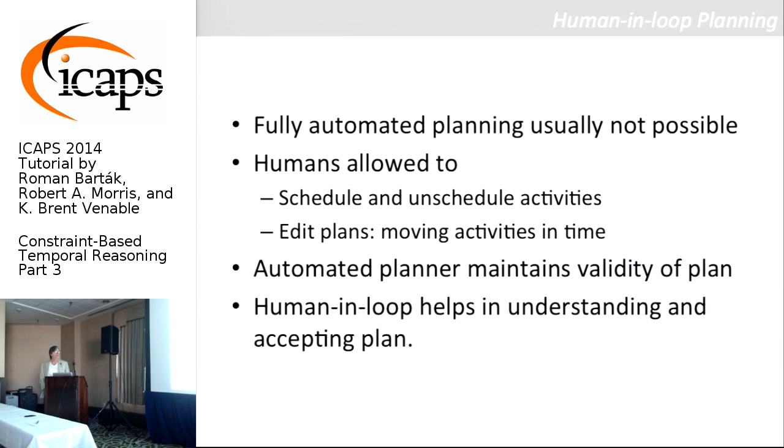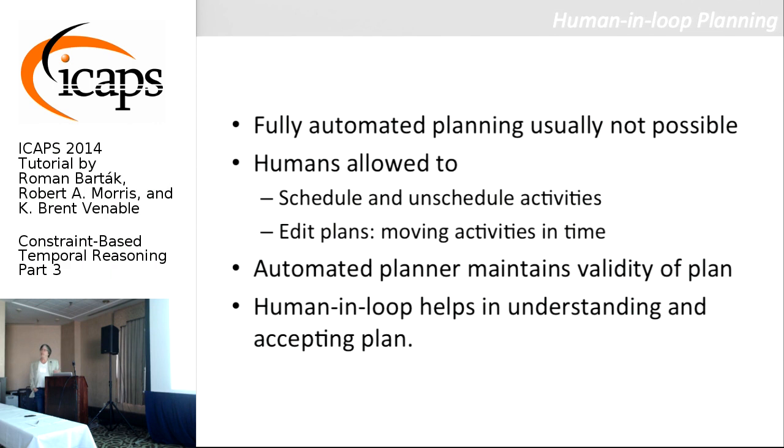So one of the things that you discover when you really deploy planning systems is that fully automated planning is usually not possible. You usually have humans that need to be engaged in the planning process, especially in space applications. You have operators and science teams and engineering teams, and again, Steve talked about this yesterday in the context of the Rosetta mission. Fully automated planning is usually not possible in complex applications. Humans need to be allowed to schedule and unschedule activities and edit plans, moving activities in time. And the automated planner maintains the validity of the plan.